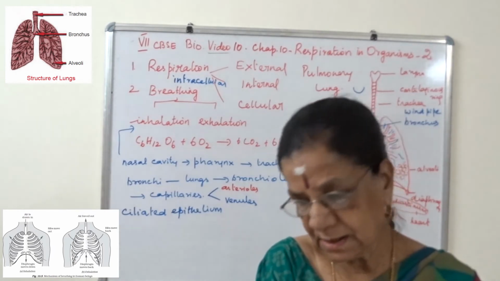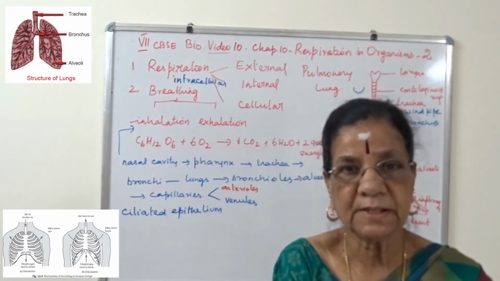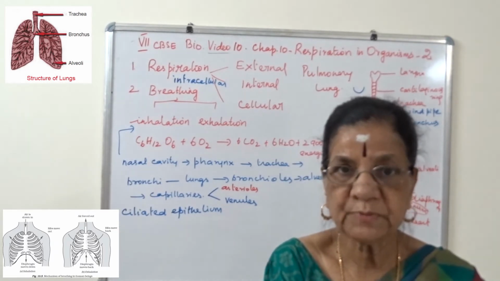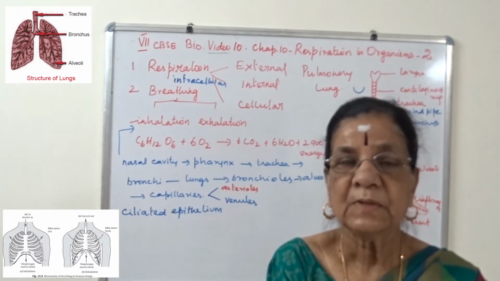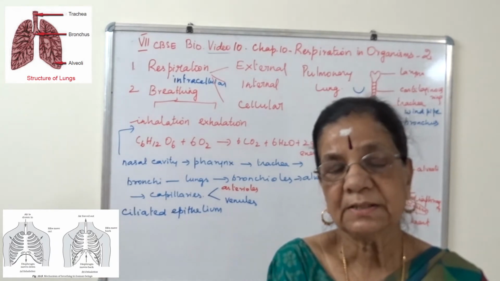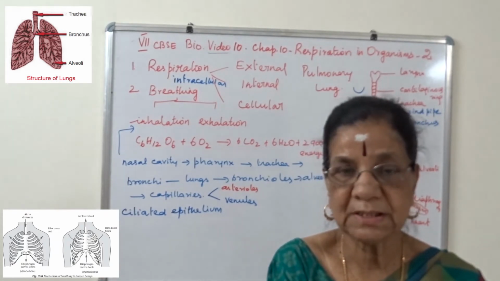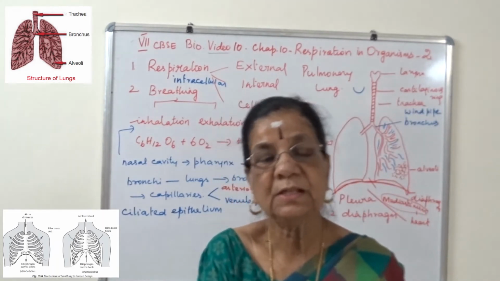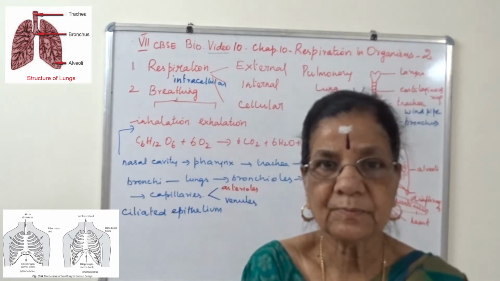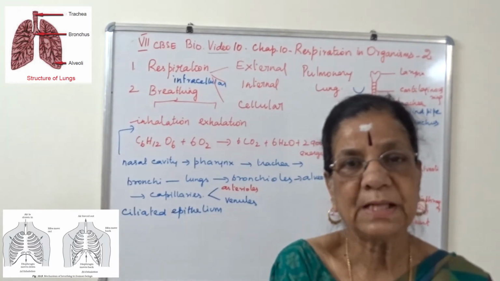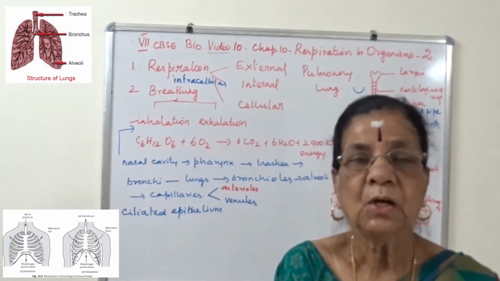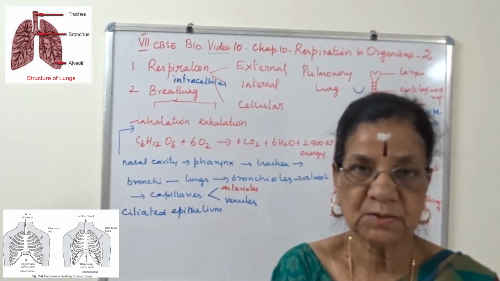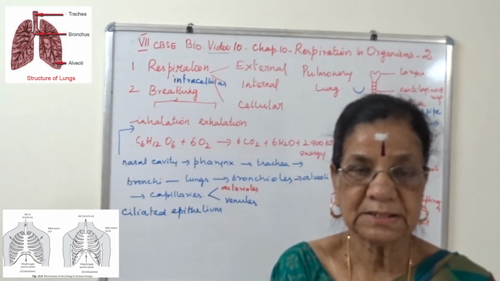Last year we have studied here. There are 12 pairs of ribs. The 1st to 7th pairs are true ribs. The 8th, 9th and 10th pairs are false ribs, which are not directly attached to the sternum. And the 11th and 12th pairs of ribs are called floating ribs because they are not attached to the chest bone. Recollect this, right?